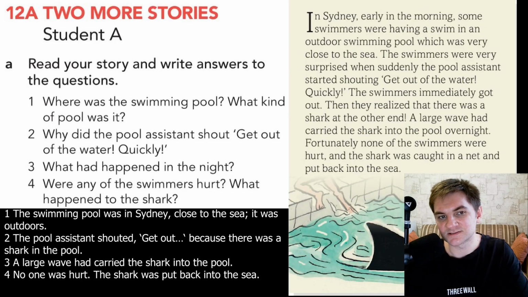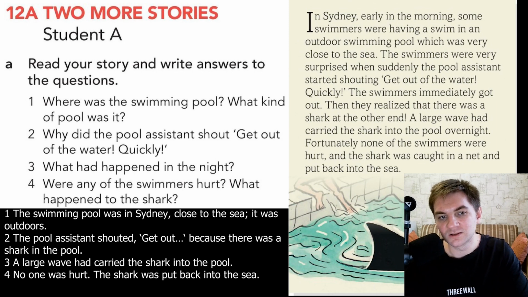Let's have a look at the answers. Number 1. Where was the swimming pool? What kind of pool was it? The swimming pool was in Sydney, close to the sea, and it was outdoors. Such kind of pool. Number 2. Why did the pool assistant shout, "Get out of the water, quickly"? So the pool assistant shouted, "Get out," because there was a shark in the pool, actually.